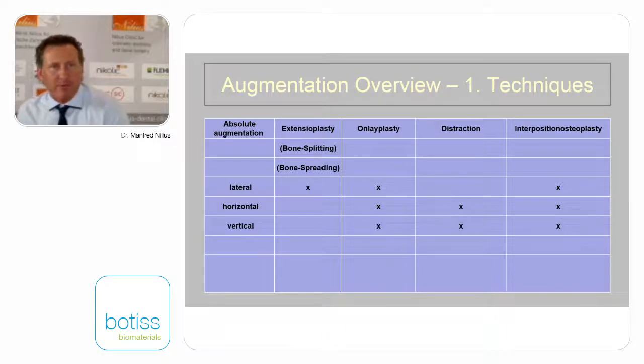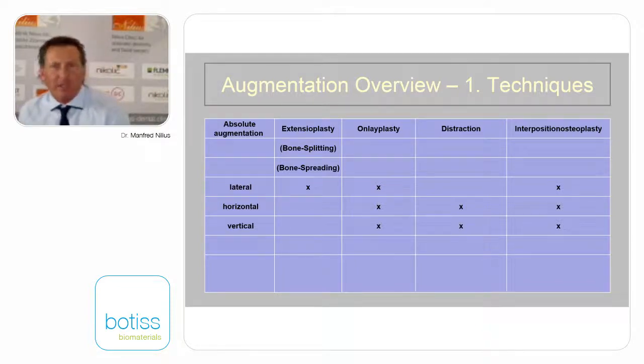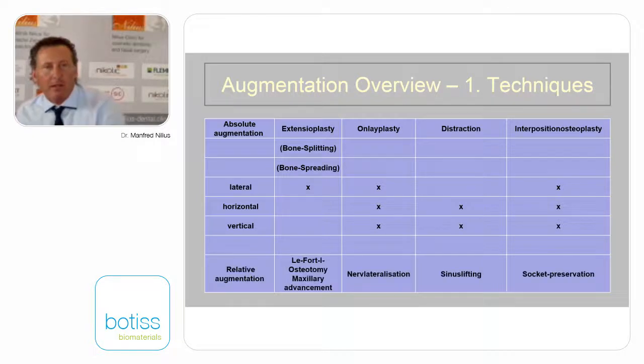First of all, we have different techniques. We have absolute augmentation, so-called bone splitting when it is very small, one extensioplasty or onlayplasty. You can do extensioplasty only one way in lateral, and onlayplasty in lateral, horizontal, and vertical dimension. A special kind of augmentation technique is called distraction. And last but not least, one is interpositional osteoplasty. It is a little similar to distraction, and you can do all these in the three dimensions.